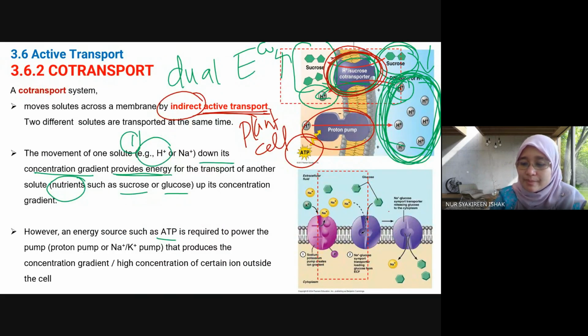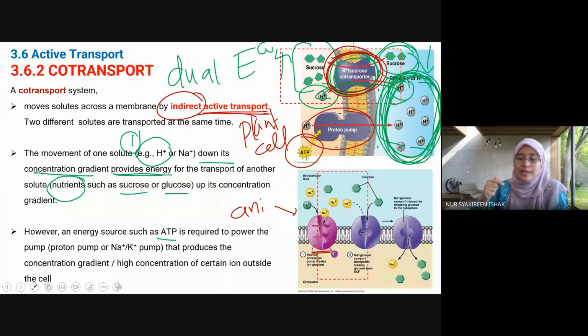Okay, so this one is the sodium potassium pump, kan. The sodium potassium pump is for animal cell. It involves the sodium potassium pump to pump sodium out, 3 sodium out and 2 potassium in. The purpose is so that you accumulate sodium ion outside the cell. When there's a high concentration of sodium ion outside the cell, glucose is also outside the cell.